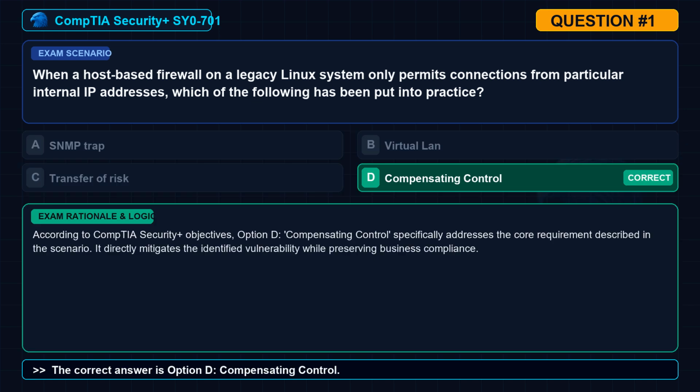The correct answer is option D, compensating control. Why is this the answer? According to CompTIA Security Plus objectives, option D, compensating control, specifically addresses the core requirement described in the scenario. It directly mitigates the identified vulnerability while preserving business compliance. Notice how the question highlights host-based firewall on a legacy Linux system. In the CompTIA exam, always look for these operational clues.